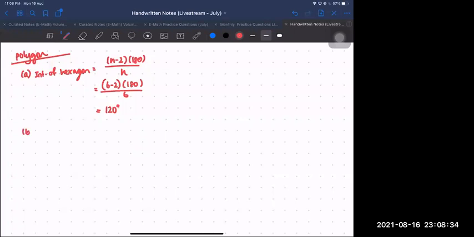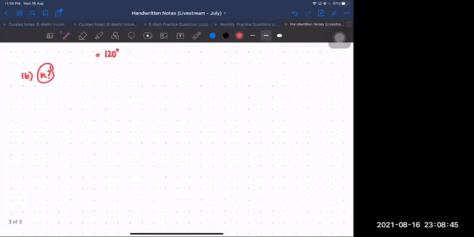Now for part B, the question is asking you for the value of n. Whenever you're looking for n, this is a very key tip for people. Sometimes when you're searching for n, it is good to actually find the exterior angle of a polygon or the interior angle of the polygon. So what I'm going to do is search for the interior angle. So interior angle is 360 degrees minus 120 minus 90, which equals 150, angles at a point.